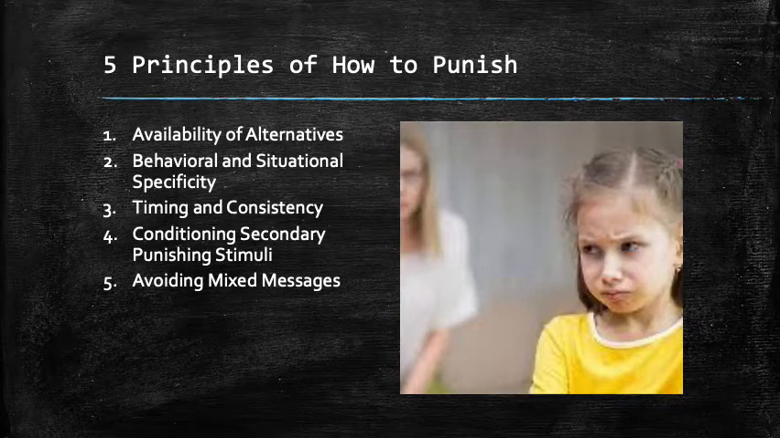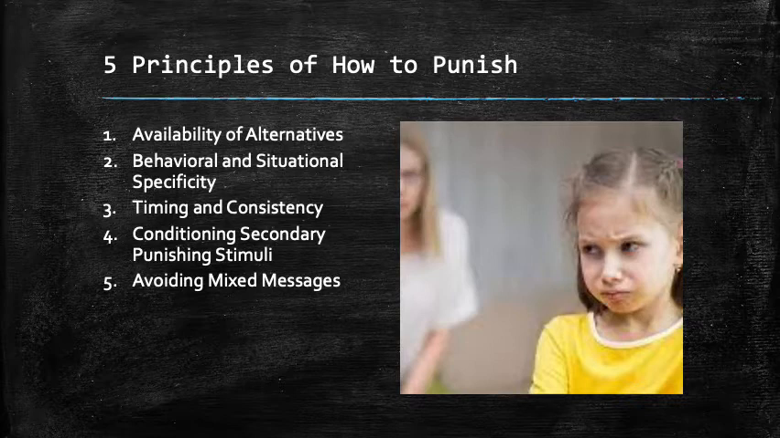Number 3, timing and consistency. For example, you come home to school books torn up all over the living room. You could be happy, but most likely you might want to punish your dog. But if you do, they might not know why they are being punished.